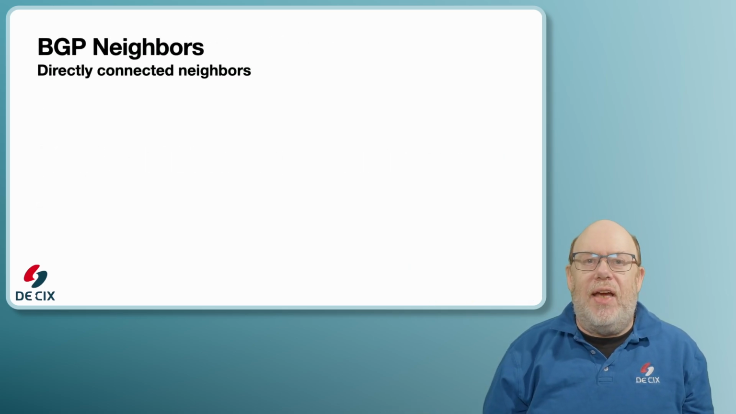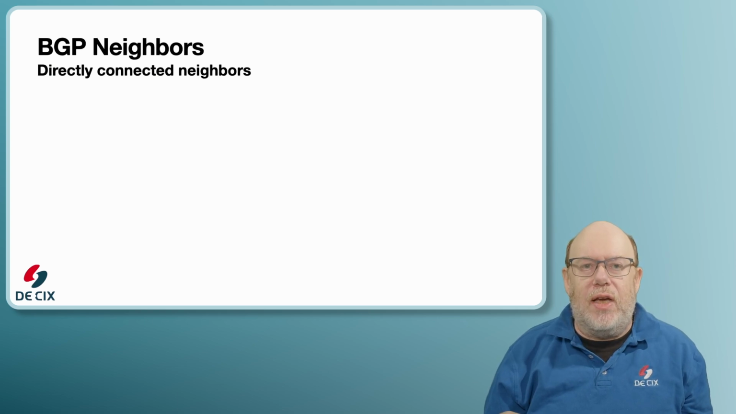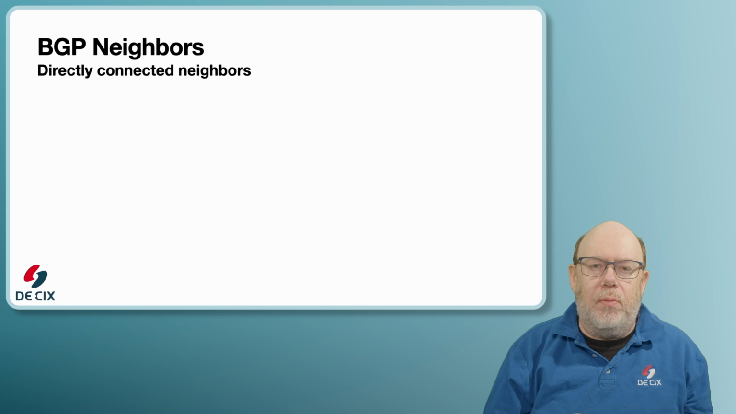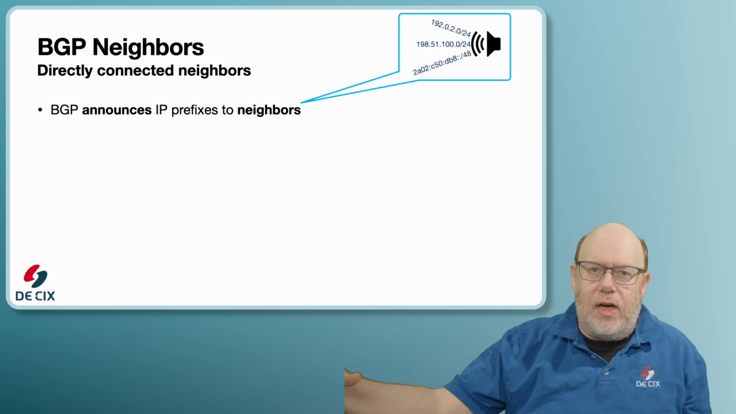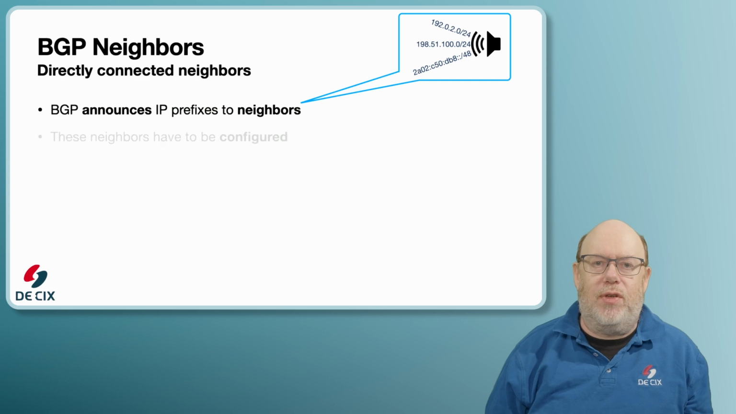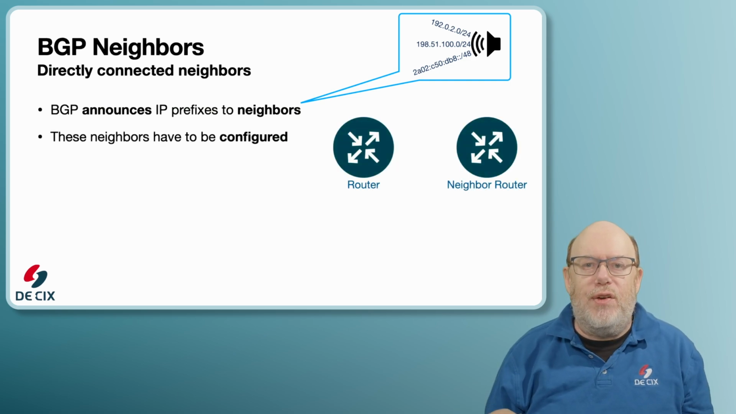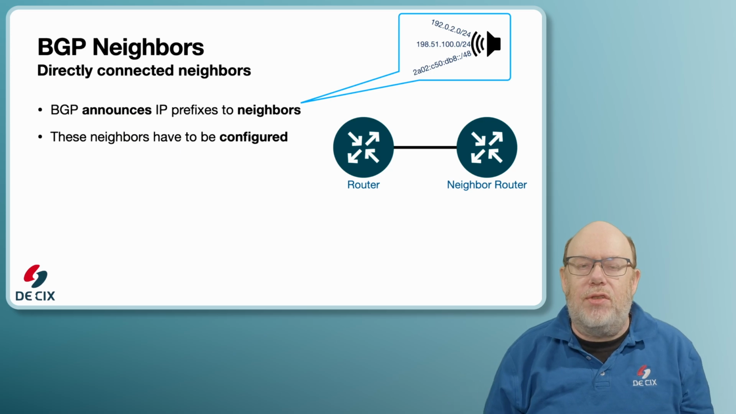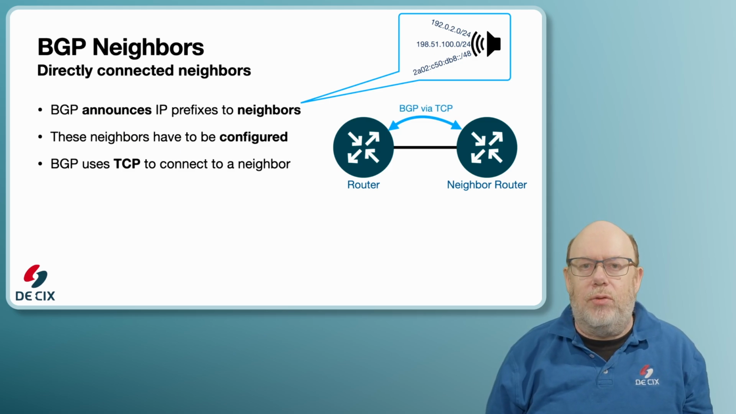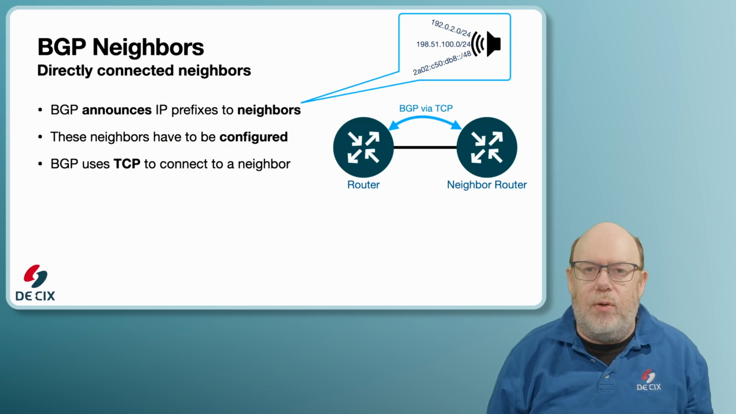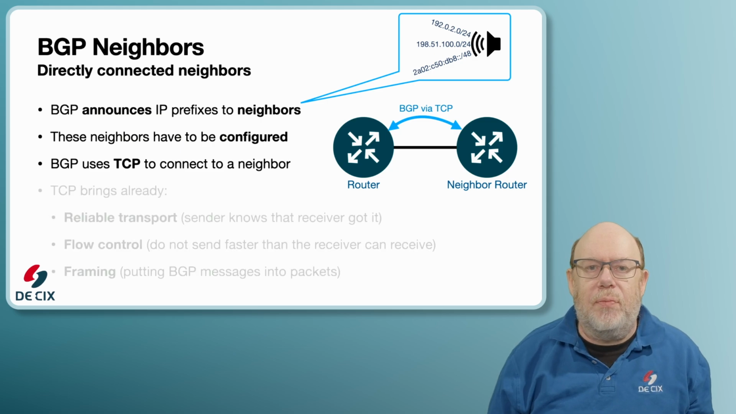Okay, back to BGP and announcing prefixes. I spoke about neighbors. My BGP speaking router is connected to another autonomous system and their router, and I'm announcing prefixes. All these neighbors have to be configured. BGP routers do not find themselves. And BGP uses TCP, the Transmission Control Protocol, to connect to a neighbor. If you want to learn more about TCP, have a look at my video out of the Networking Basics series.